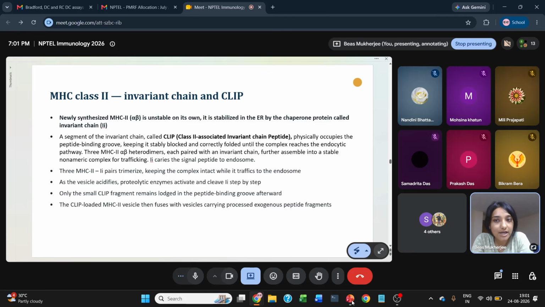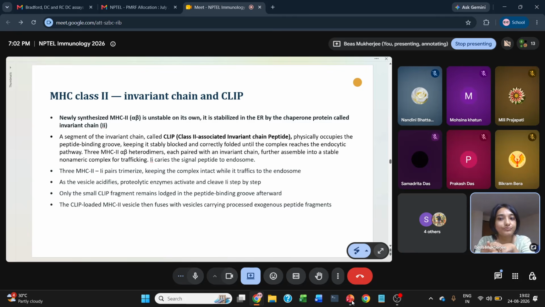So this MHC class 2 has this invariant chain and clip. Newly synthesized MHC2 alpha beta is unstable on its own. It is stabilized in the ER by a chaperone protein called invariant chain. The segment of the invariant chain called clip, class II associated invariant chain peptide, physically occupies the peptide binding groove, keeping it stably blocked and folded correctly until the complex reaches the endocytotic pathway.